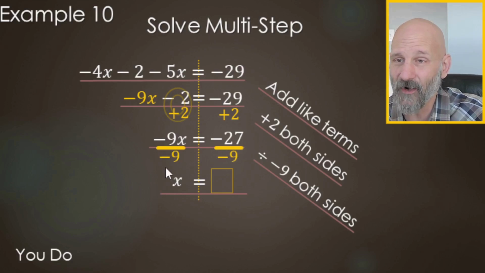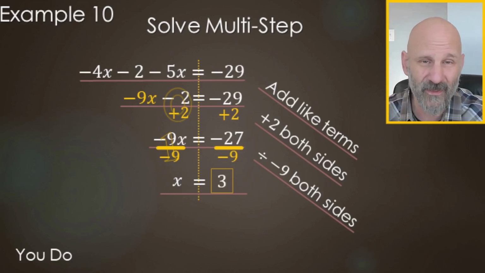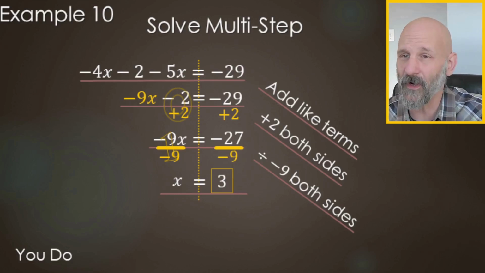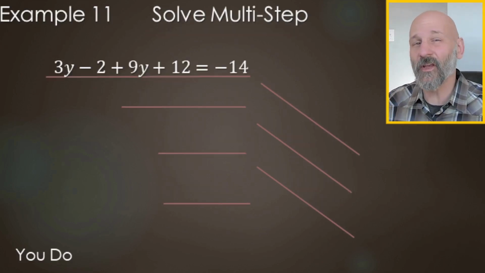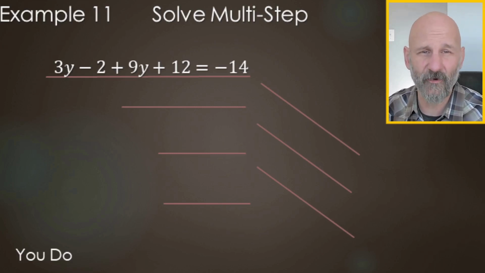So negative 9 over negative 9, that's just 1x. And then negative divided by negative, that's going to be a positive. And then 27 divided by 9, that's going to make a 3. x equals 3 is the value for the variable that makes the equation true. So let's have you go ahead and try this one out on your own. Pause the video, then come on back and see how you did.